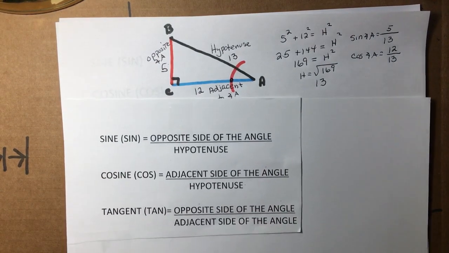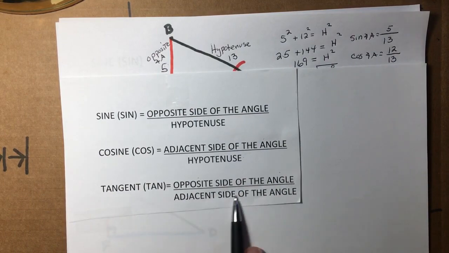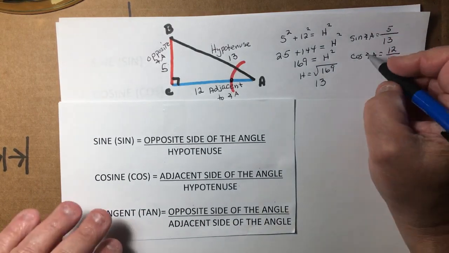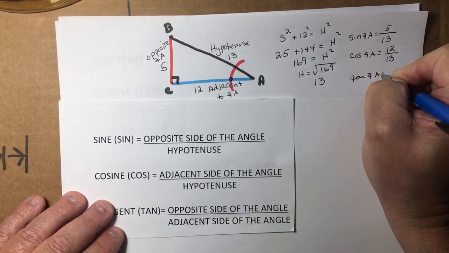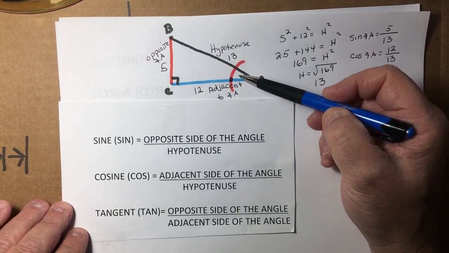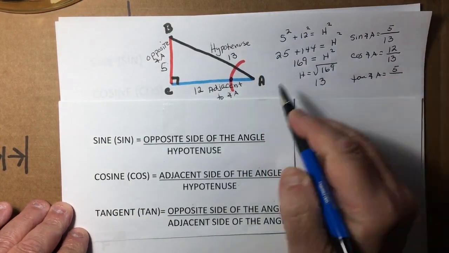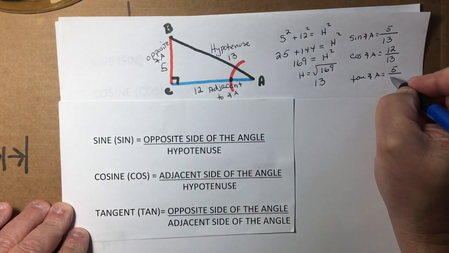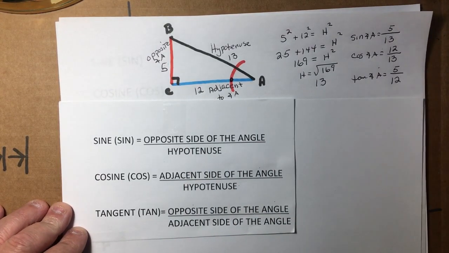And finally, the tangent of an angle is the opposite side of that angle over the adjacent side. So the tangent of angle A is the opposite side of angle A. That's the side that doesn't touch angle A, 5, over the adjacent side, 12. There's the sine, cosine, and tangent of angle A.